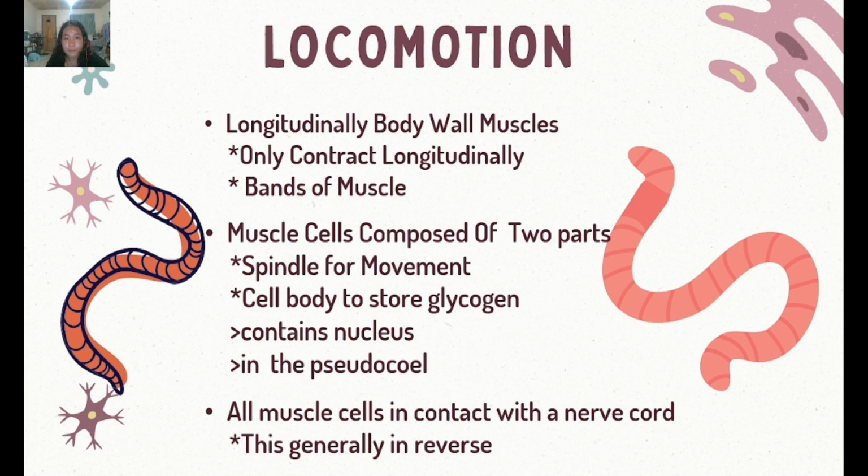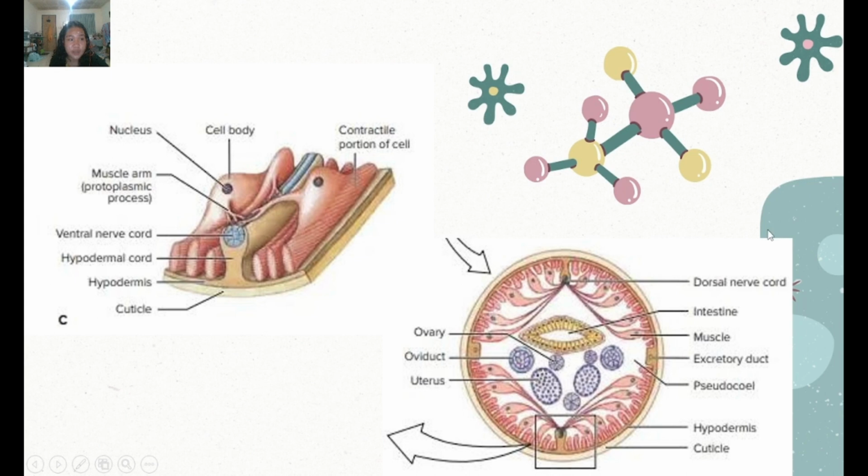In this diagram, muscle cells lie in the body wall. They have four bands of muscles, with fibers that run along their length. Section 1, section 2, section 3, section 4. Each has two types of muscle cells.